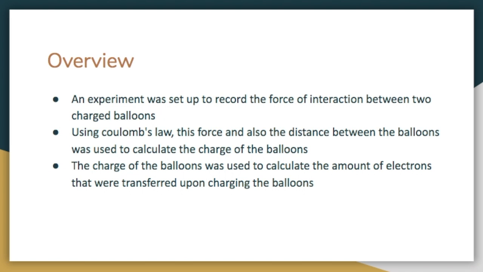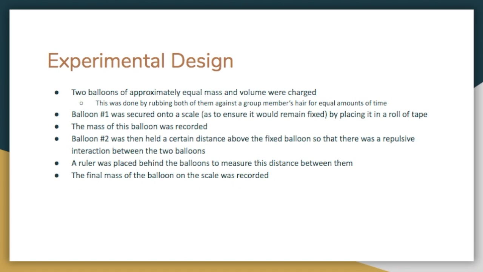For a brief overview, first an experiment was set up to record the force of interaction between two charged balloons. Using Coulomb's law, this force and the distance between the balloons were used to calculate the charge of the balloons. The charge of the balloons was used to calculate the amount of electrons that were transferred upon charging the balloons. For our experimental design, two balloons of approximately equal mass and volume were charged.